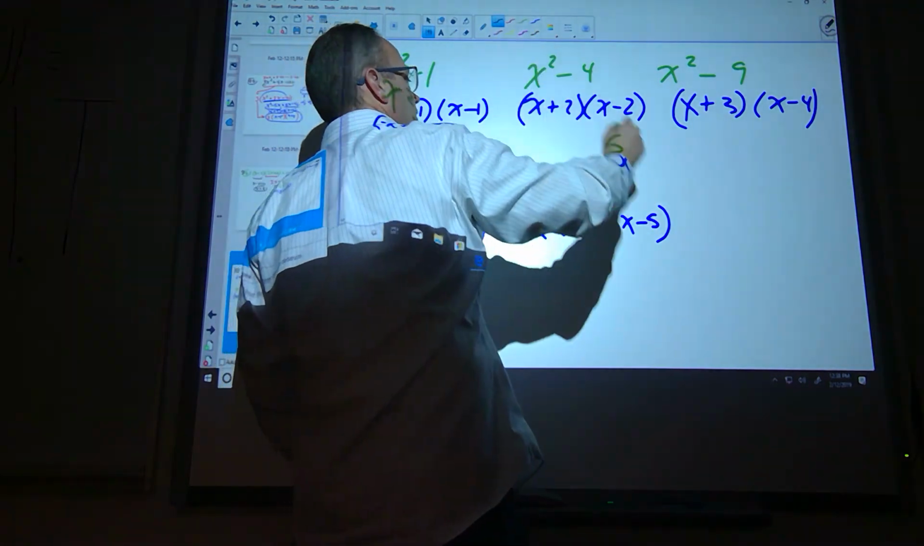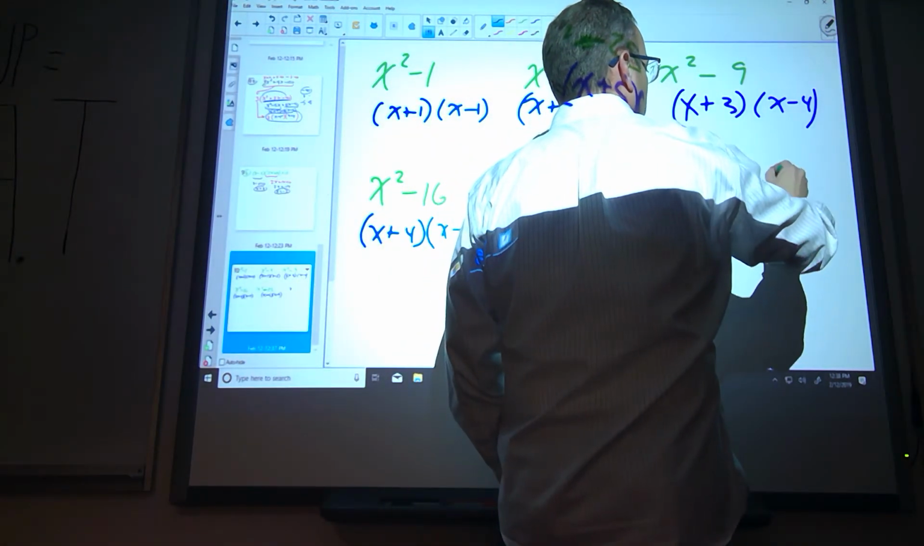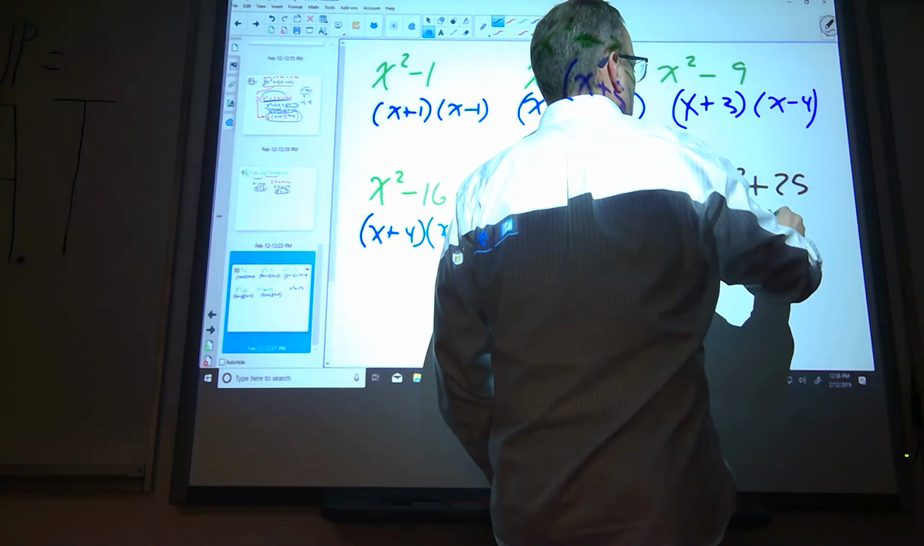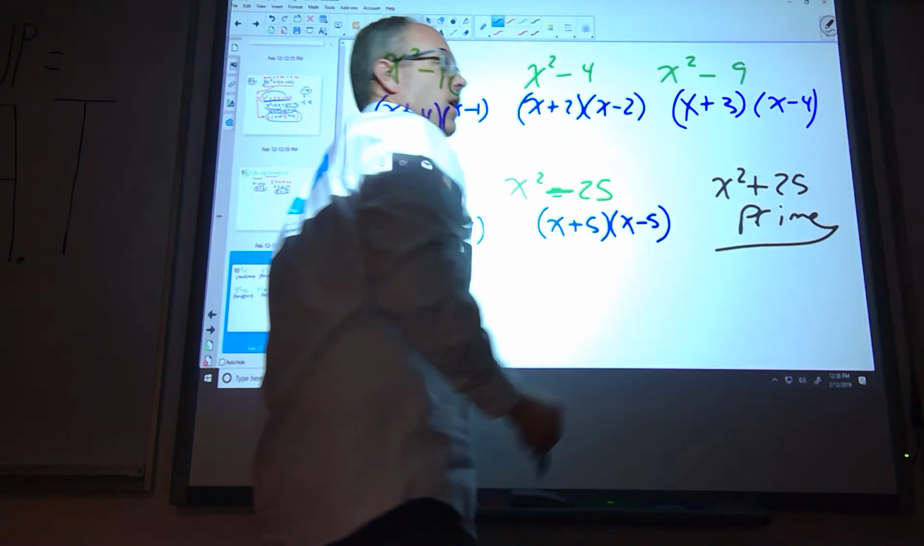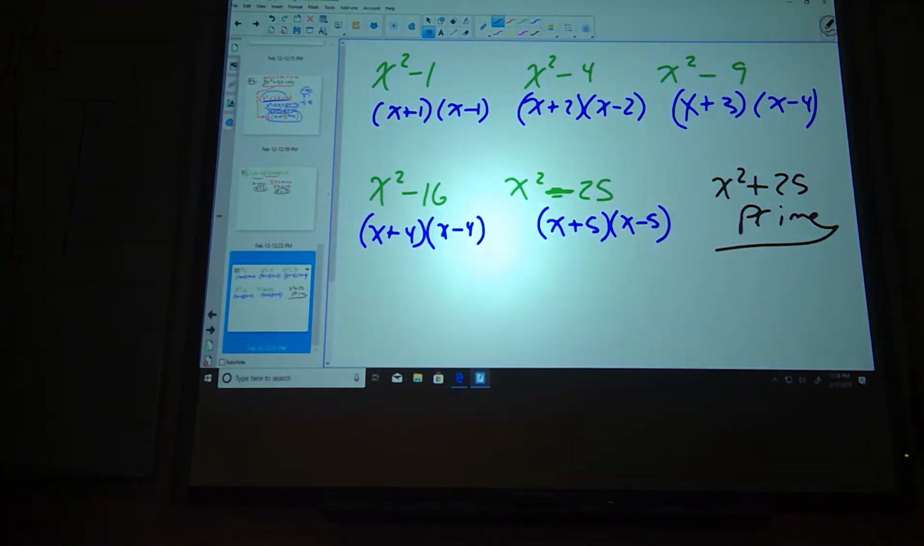And if I had this, that one is prime. I can't factor it. So difference of two squares, subtracting two perfect squares, works as long as your two are the square roots, adding and subtracting from each other. Okay?